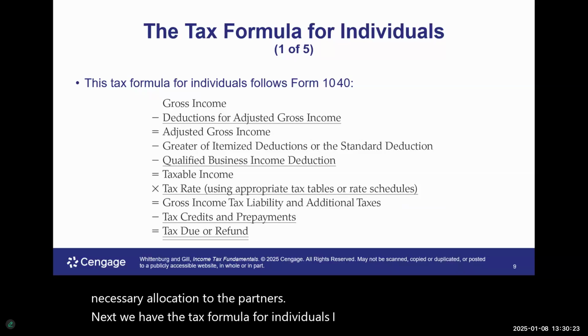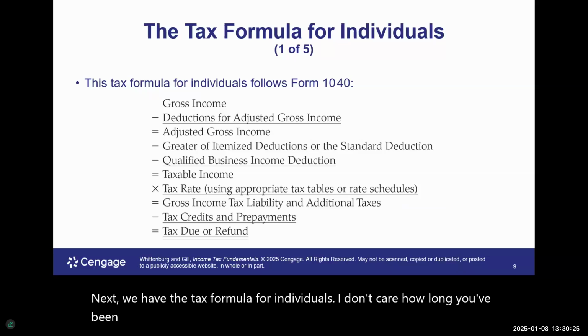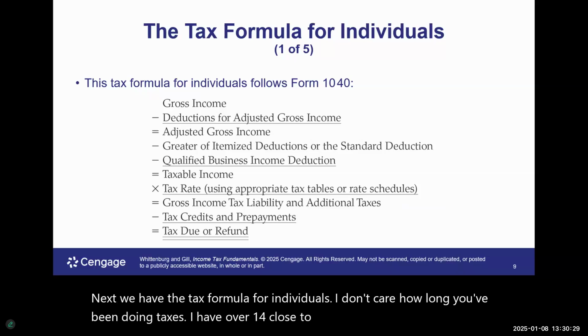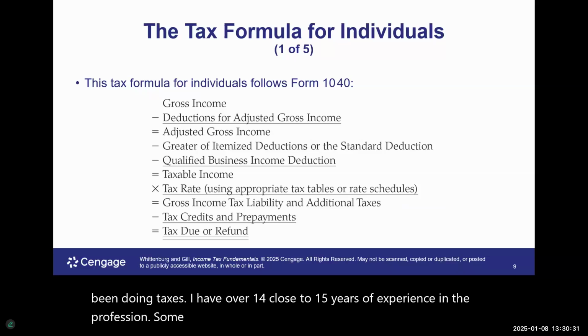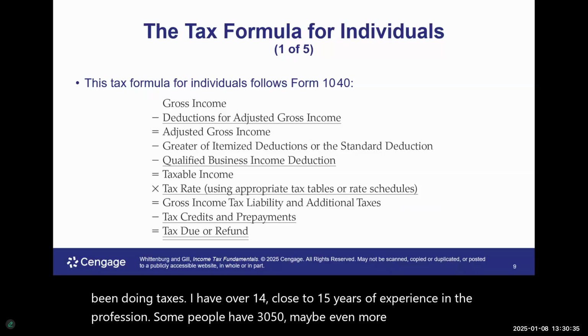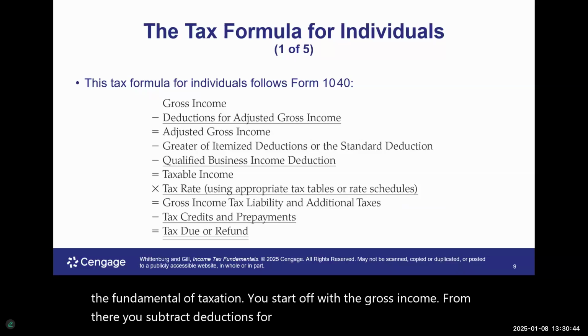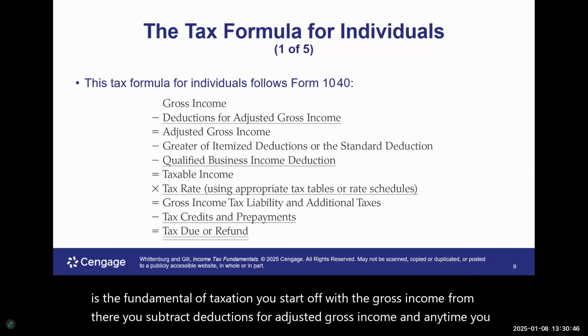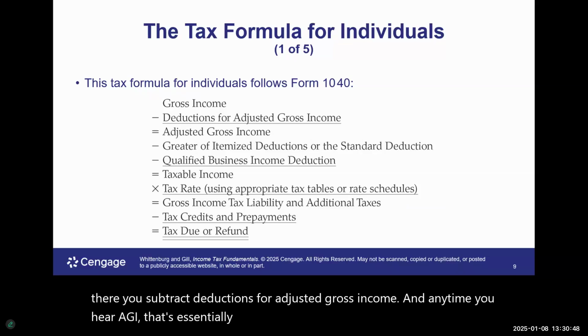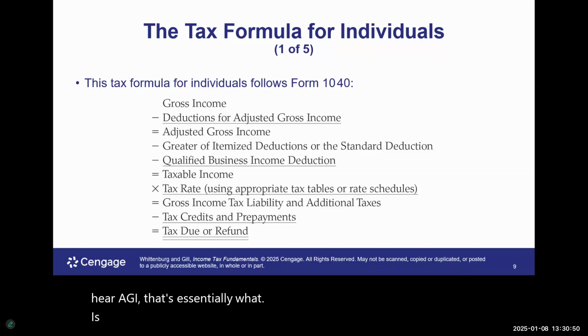Next, we have the tax formula for individuals. I don't care how long you've been doing taxes. I have over 14, close to 15 years of experience in the profession. Some people have 30, 50, maybe even more years. But this is the fundamental of taxation. You start off with the gross income. From there, you subtract deductions for adjusted gross income. And anytime you hear AGI, that's essentially what it is. It's the adjusted gross income, just abbreviated.